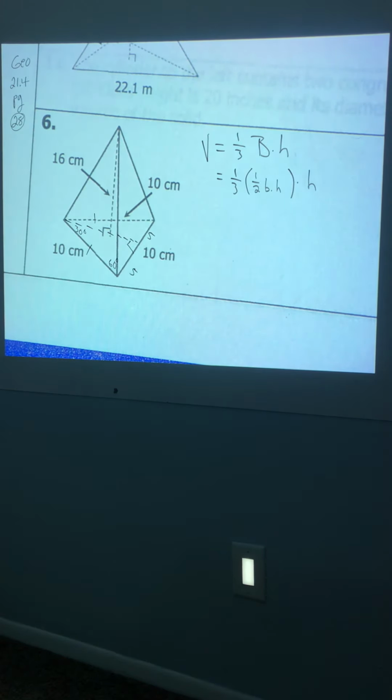So what I'm trying to say here is, if you jump across from 30, this is the short leg right here. If you jump across from 60, this is going to be the long leg. So the height you're looking for is 5 square root of 3.